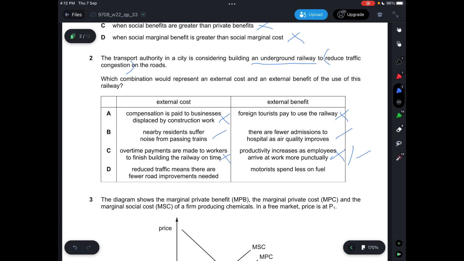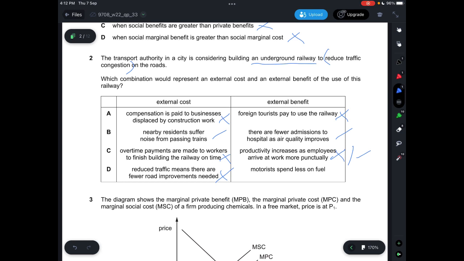And D, reduced traffic means that there are fewer road improvements needed, which means you have less cost. So that is good. And then the external benefit is motorists spend less on fuel. If there's traffic congestion, yes, there's higher fuel consumption. But to say that it's an external benefit is not really a correct way of putting it. It's just that people get to work slower. It doesn't exactly have to be a complete standstill. Then yes, it may be possible. So it's kind of vague in that case.